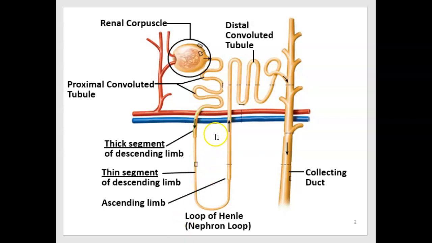Down through the descending loop or limb, and then up through the ascending limb. But the difference in thickness will become important when we talk about the processes of resorption and secretion. So I'm just going to mention that there is a thick segment in the descending limb and a thin segment, and that will make a difference later in our discussion.